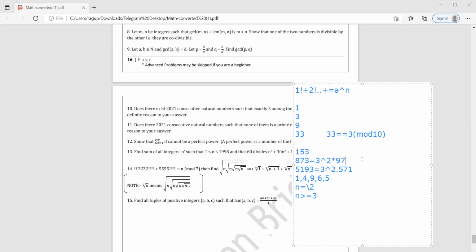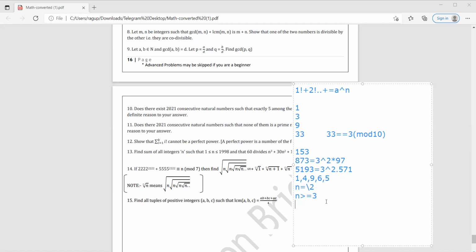5 mod 7. It's 5 mod 7, and after that all the numbers will be divisible by 7. 7 factorial will be divisible by 7, 8 factorial will be divisible by 7. So each time we'll add multiples of 7. Thus we'll get sigma k factorial congruent to 5 mod 7.